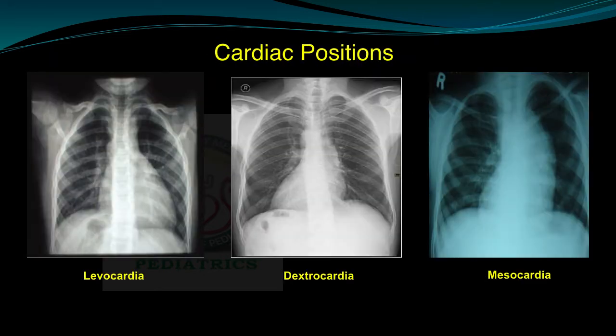Okay, now, on the extreme left, you have the levocardia, wherein the heart is predominantly on the left chest and the cardiac apex points leftward. While in a dextrocardic patient or dextrocardia, the heart is predominantly on the right chest and the cardiac apex points rightward. Then you have the mesocardia, wherein the heart is positioned in the midline and the cardiac apex points directly inferiorly.